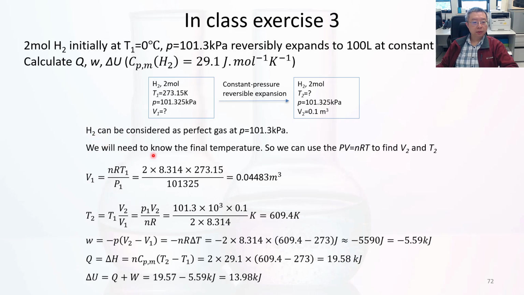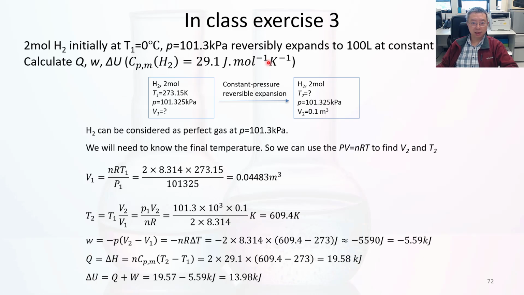So we need to know the final temperature because we want to know delta U, right? Because we know the initial temperature, if I know the final temperature, I know delta U already. That will be very simple. And for the constant pressure irreversible expansion, this is going to give me some calculation results. So I could calculate the initial V1, and the temperature can be calculated as 610 Kelvin. Then I can calculate the work and the heat.